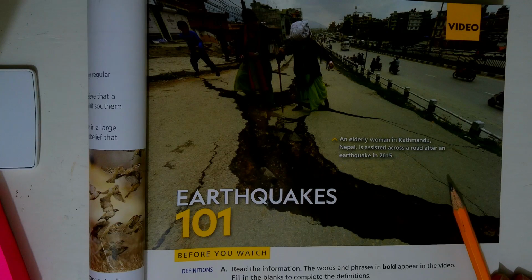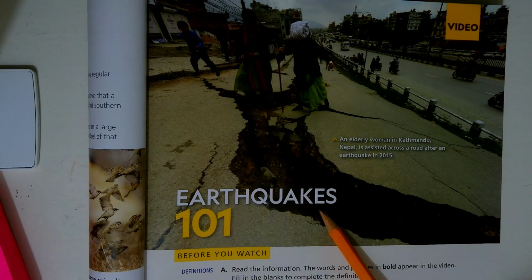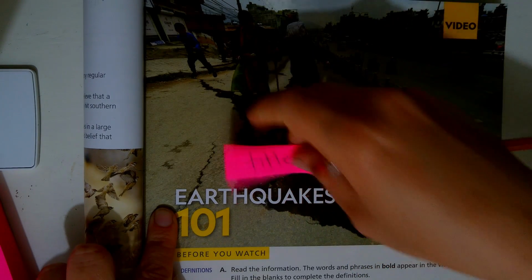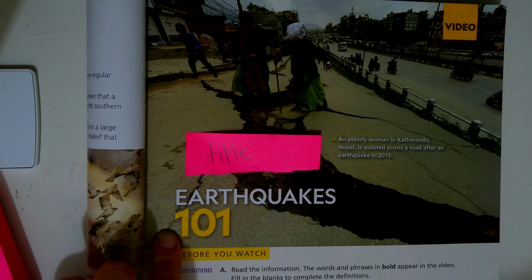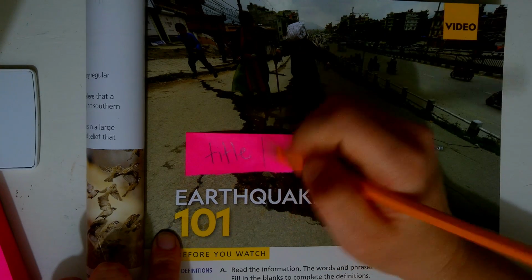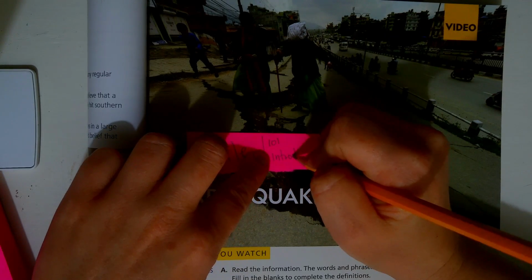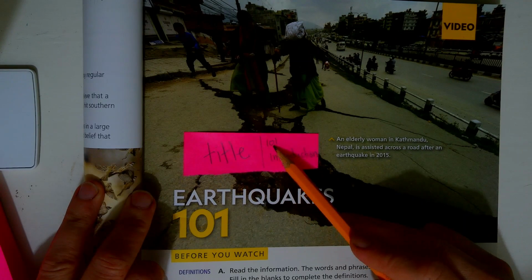Before we start the activities, I want to preview this part of the paper. So first of all, I see a title. And it says Earthquakes 101. So this is a title. What does 101 mean? Well, 101 means the beginning class, introduction. So when you take a college class, the first class you take is called 101.